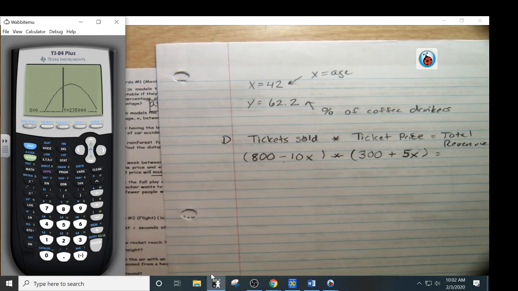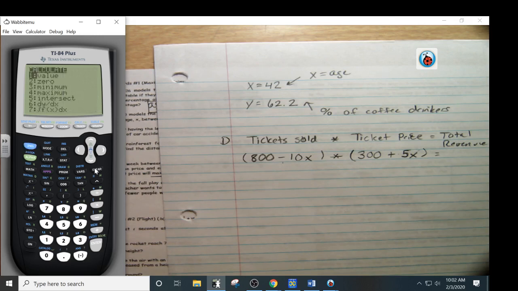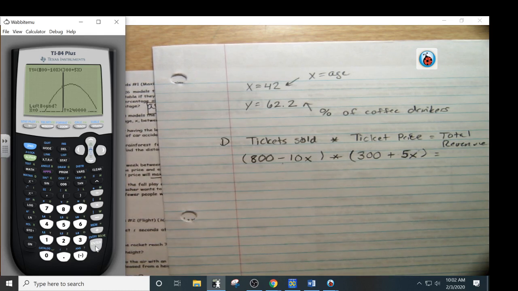All right, now, guys. Shh. All right. So, guys, we're trying to find our vertex. So we're going to hit second trace. Guys, this opens down, so it's going to have a maximum value. Press maximum. Now, it should say left bound at the bottom of your screen. All right, so press enter. If you're on the left side, go ahead and press enter.